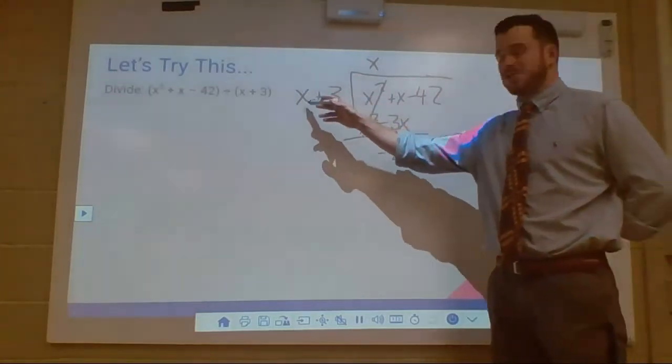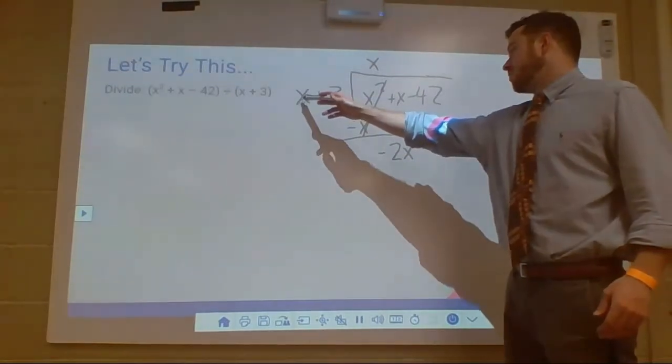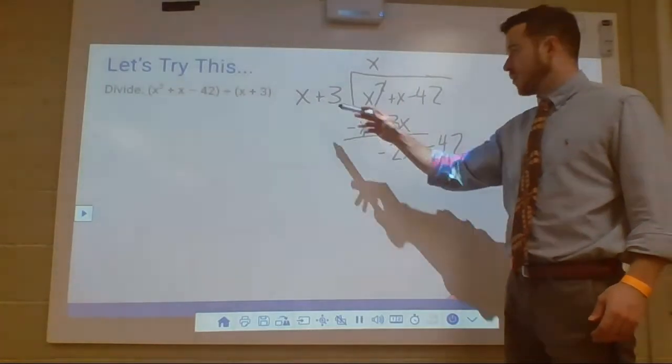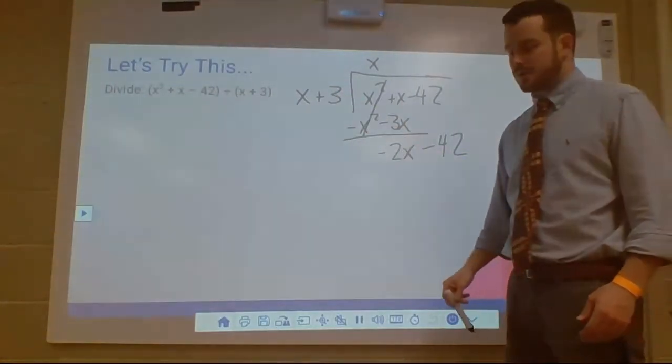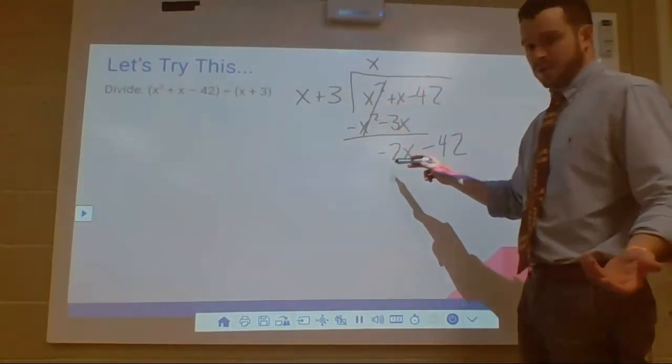And then I just start this process over again. I ask, what do I multiply x by to get negative 2x? What times x is negative 2x? Well, that's negative 2. Negative 2 times x is negative 2x.